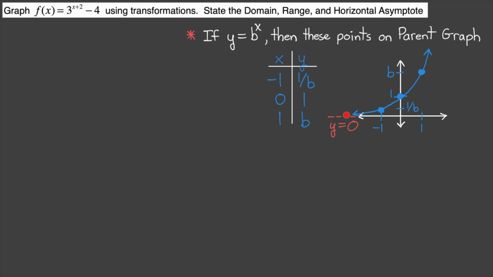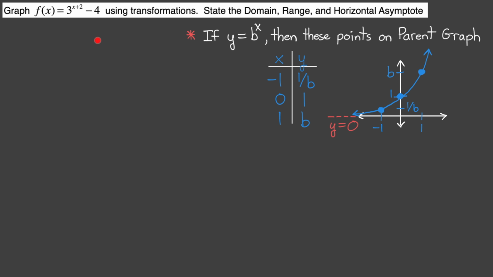As the graph goes to the left, it approaches the horizontal asymptote y equals 0 forever. It literally goes forever here and never touches this asymptote. And then as you go to the right forever, it goes up and to the right forever. So here is an exponential graph.